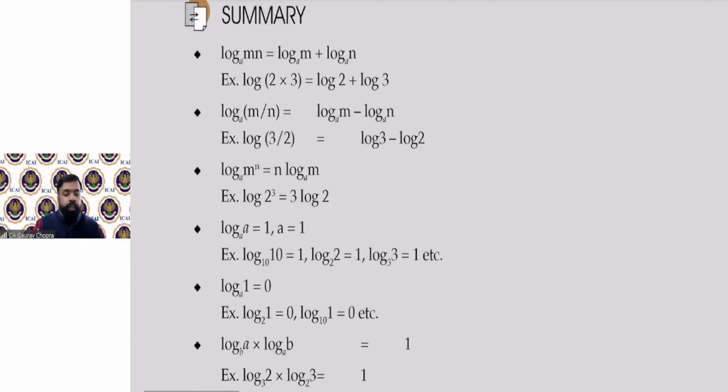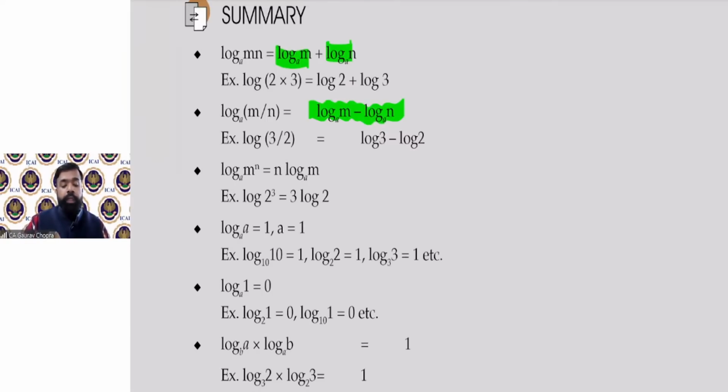So first property is log mn. So log mn is log of m plus log n. Base will remain same. So there is one example for that. Log of 2 multiplied by 3. We will get log 2 plus log 3. Second one is log of m upon n. It will be written as log m minus log of n. Minus property is there. So if it is log of 3 by 2, we can write log 3 minus log of 2.